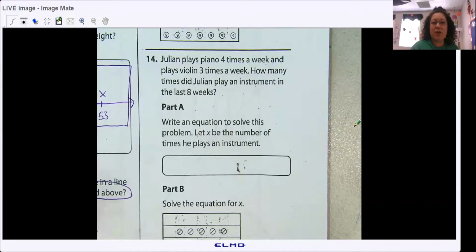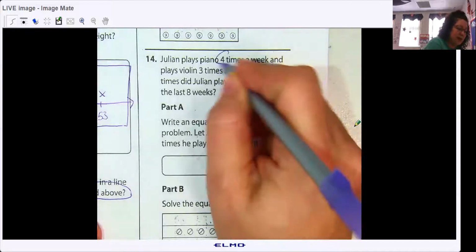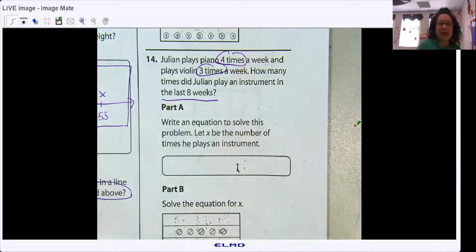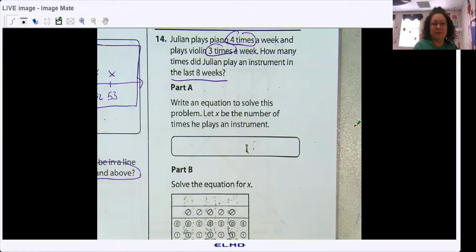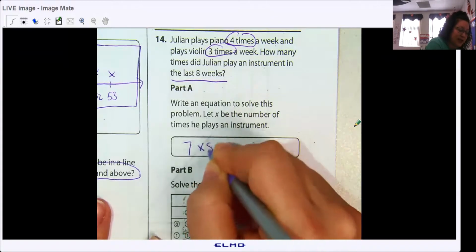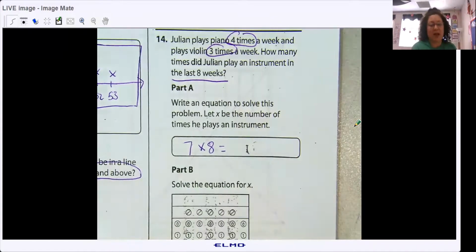Julian plays piano 4 times a week and plays violin 3 times a week. How many times did Julian play an instrument in the last 8 weeks? So what would we do? Well, he plays piano 4 and violin 3. So he plays an instrument 7 times a week. And we want to know in the last 8 weeks. So we would multiply.